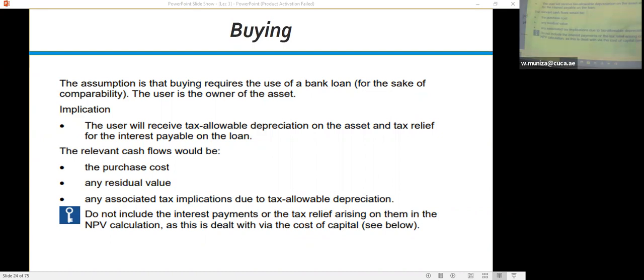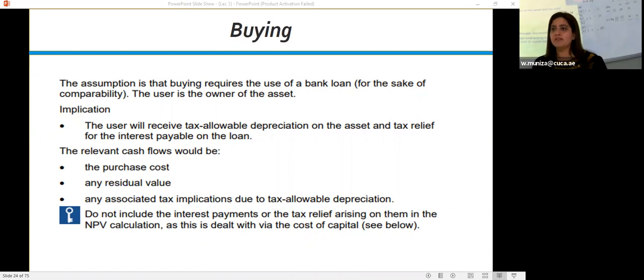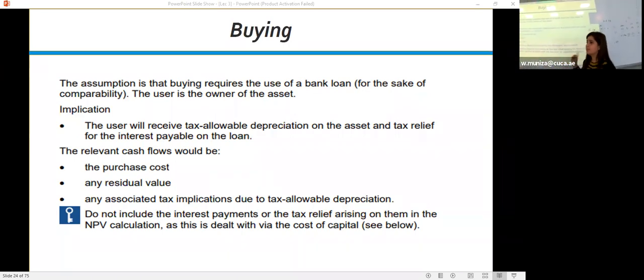Got it? So in the case of leasing, you will not be getting any kind of tax allowable depreciation. So the relevant cash flows will be the lease payments and the tax relief on those lease payments. In the case of buying, because you are considered the owner of the asset, you will have the relevant cash flows as the initial investment of the purchase cost, then any kind of scrap value on which you are disposing of the asset, and the tax allowable depreciation will also be relevant.